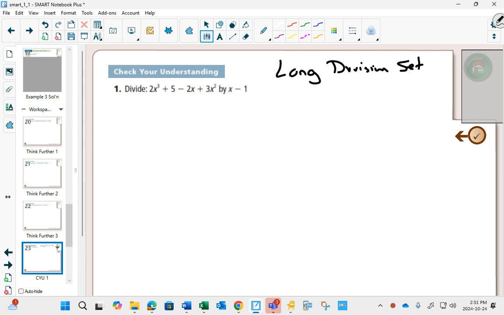And we're going to start off by writing some long division setup rules. And these rules never came into place with regular numbers, but they come into place with algebra. Rule number one. Here's some space for this one.